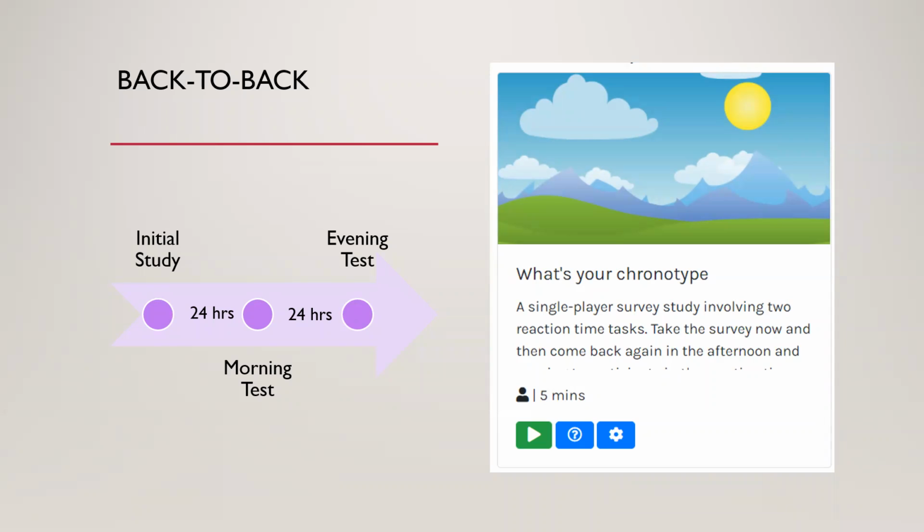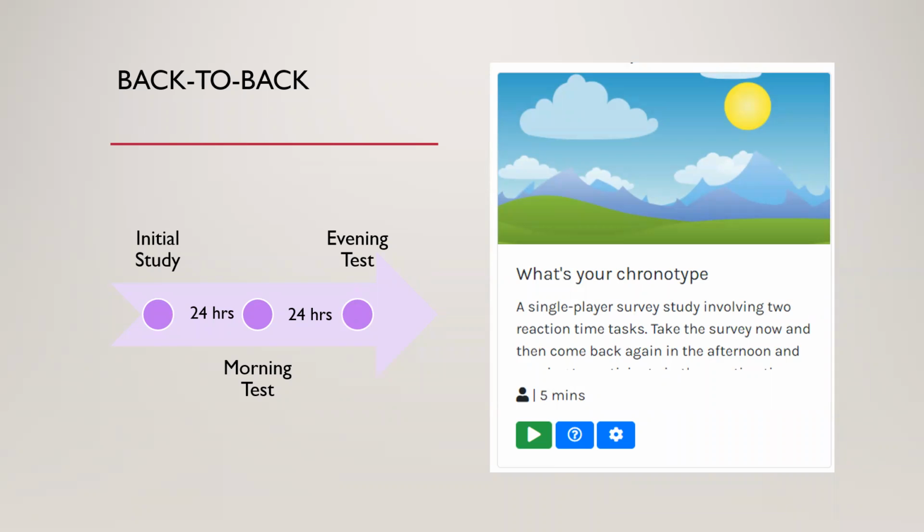So I use this example of this chronotype study, where we had people participate in 3 study tasks over 3 days. There was an initial study where they did their survey, where they provided the demographics, and then we told them, are you a morning person or a night person? And then a day later, they had to come back and do the morning test. So they did this reaction time task in the morning, and then 24 hours later an evening test where they had to come back and do the reaction time task in the evening. And the idea was, if we told people they're a morning person, did it affect their morning test versus their evening test difference?